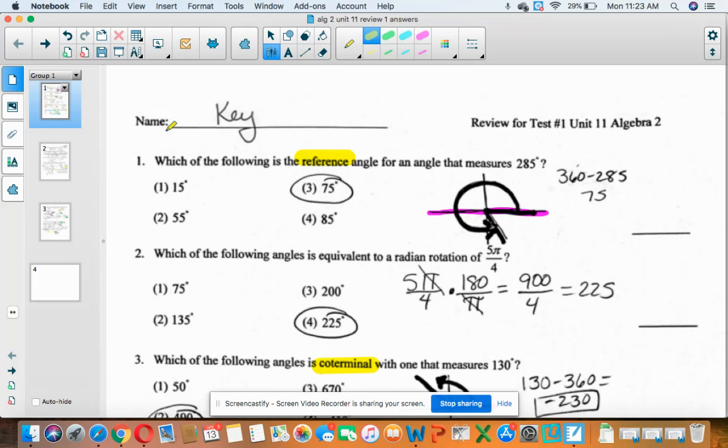So the test is going to be on a Google form, and the link will be on the website that you can use. And if there's a question that's similar, then use this review sheet as a model.